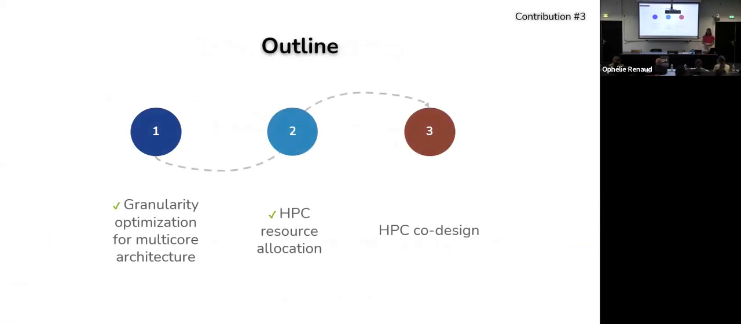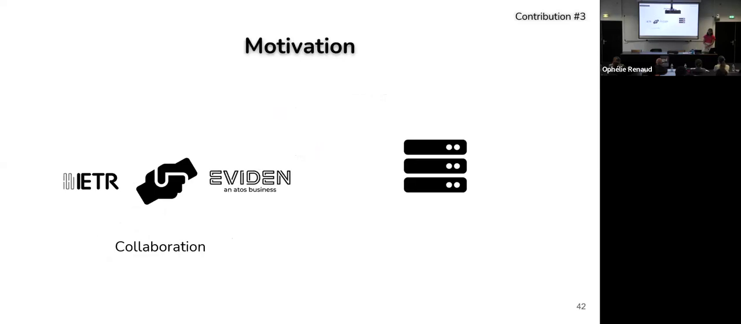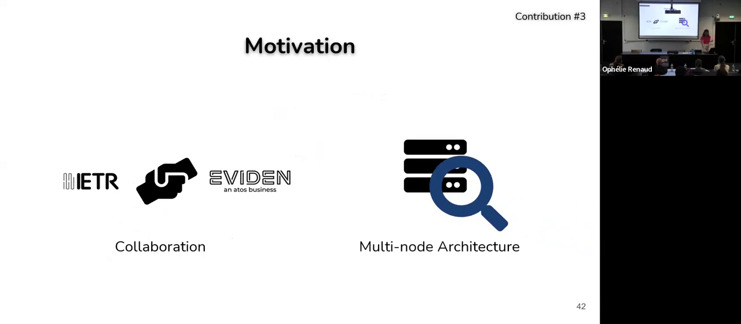So now that we've optimized resource allocation on multi-node target architectures, let's move on to the next step, which is designing the HPC system. The method was motivated by collaboration with one partner, Eviden, for their expertise on HPC systems. And we aim to find the ideal architecture for a given application.